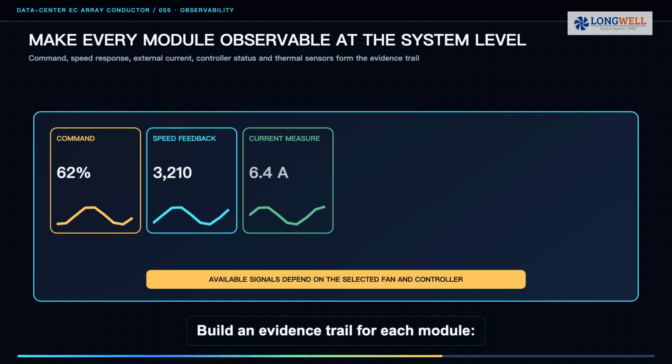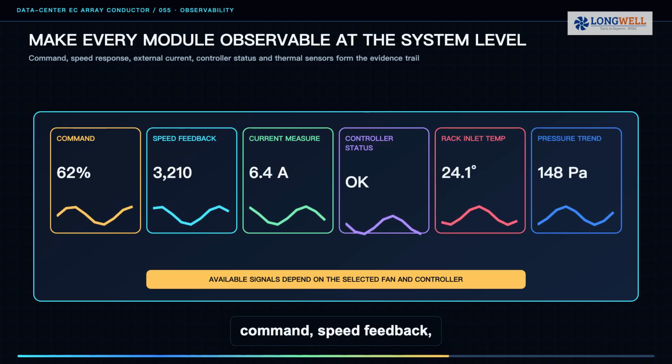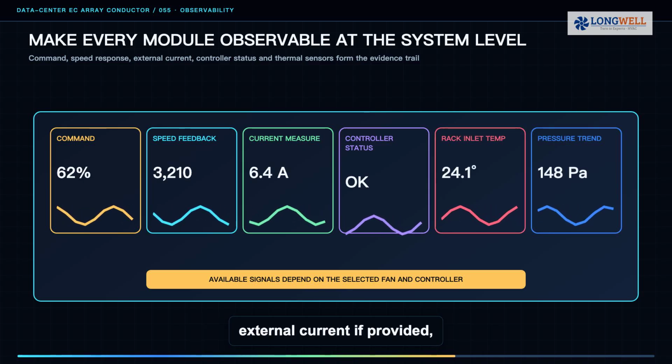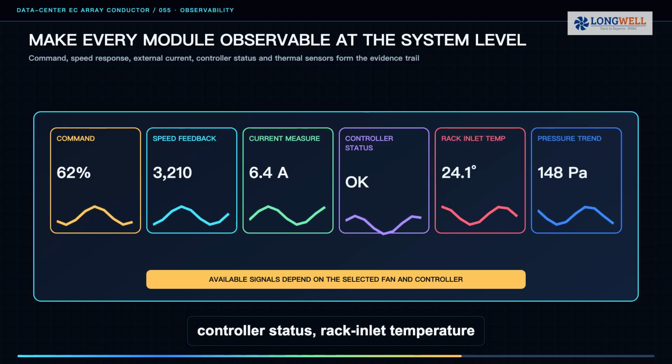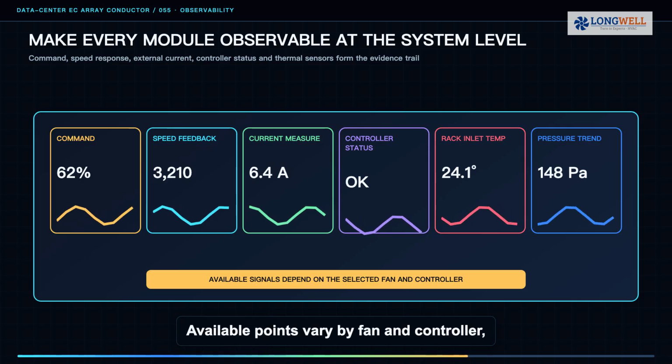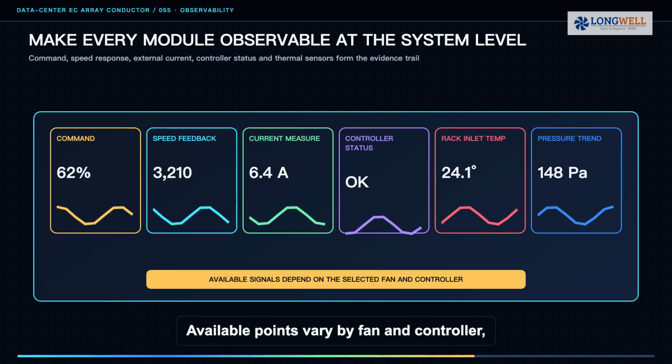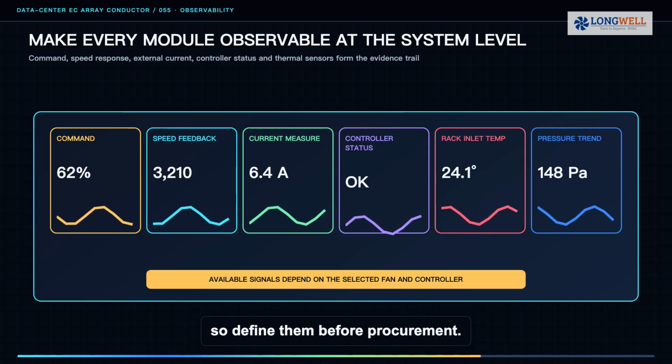Build an evidence trail for each module: command, speed feedback, external current if provided, controller status, rack inlet temperature, and pressure trend. Available points vary by fan and controller, so define them before procurement.